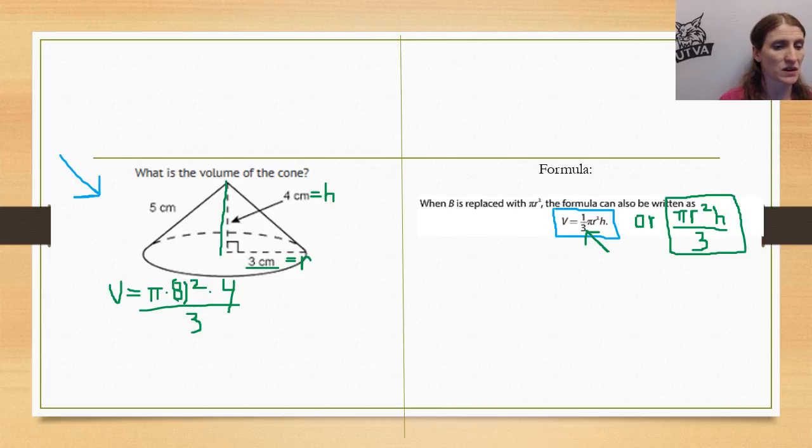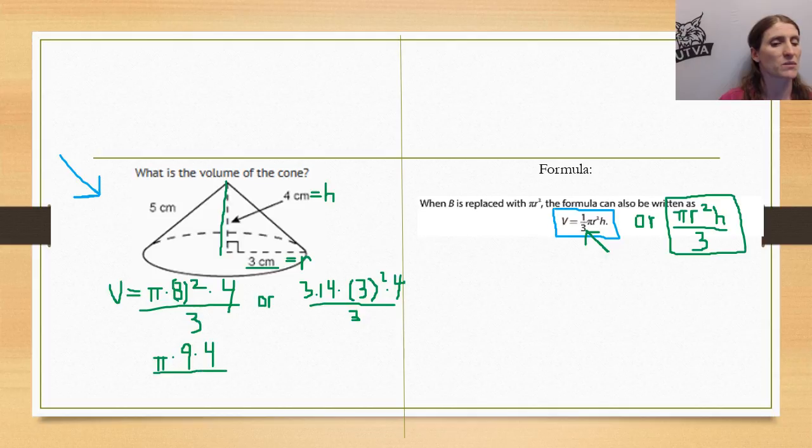All right, so continuing on here, let me rewrite this using pi or 3.14 as well, so you can see that. So 3.14 times 3 squared times 4, and then divided by 3. Okay, so here we go, continuing on. So when I square 3, I get 9, so that becomes 9 times 4 times pi, and then it's still divided by 3.